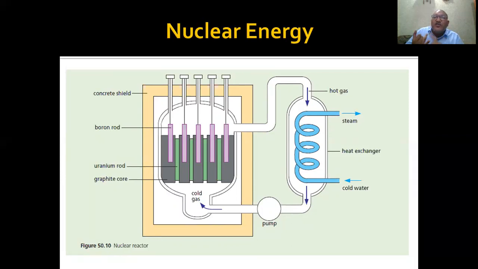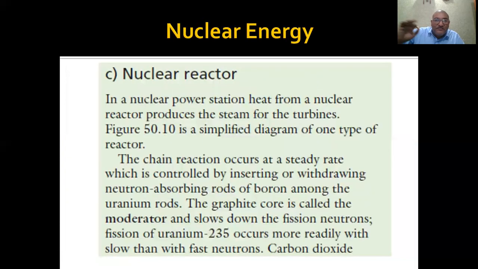And the fuel for the nuclear reactor is uranium. And what process is taking place there? Nuclear fission, in which the uranium, a large nucleus, is broken down into smaller nuclei, and a large amount of energy is produced. I hope you have understood.